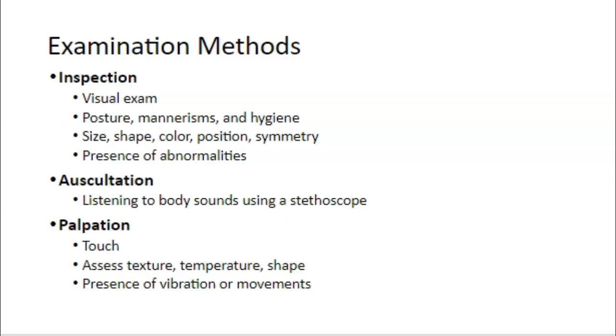Then we go to the two P's, palpation and percussion. And so then next we're going to palpate. And so that palpating basically just means touching. And you're going to be assessing for texture and temperature and shape depending on what body part you're looking at. There's a situation where you can actually determine or look at the presence of vibrations or movement. And we'll talk about that. It's actually called tactile fremitus when you're looking at the lungs.